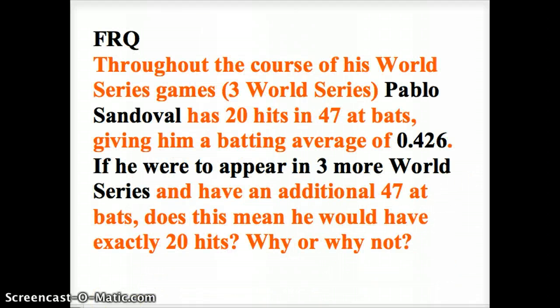Alright, in honor of our World Series champion Giants, here is a question about probability and the Giants. Throughout the course of his World Series games, that's three World Series, 2010, 2012, and 2014 that we just won, Pablo Sandoval has 20 hits in 47 at-bats, giving him a batting average of .426. So that is like a simulation of the probability of him getting a hit. If he were to appear in three more World Series and have an additional 47 at-bats, does this mean that he would have exactly 20 hits?